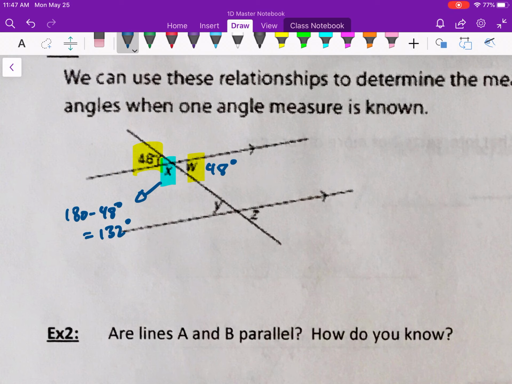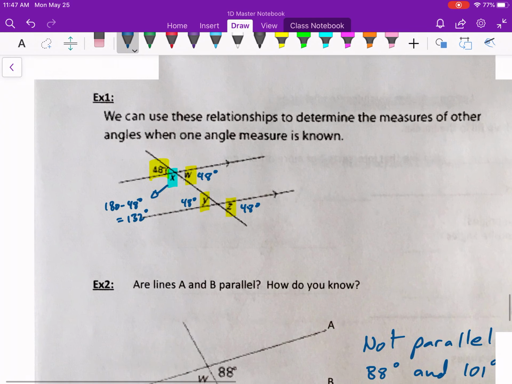And what else? Well, W and Z are alternate angles. Alternate? No. Sorry, my bad. W and Z are corresponding angles, but that means they're equal. Once again, they're equal. W and Y are alternate angles. So they are also equal, that's 48. But I also know that Y and Z are opposite angles, so I could have got it that way as well. So there's different ways to come at it. But if you know you've got parallel lines and you know you've got a transversal, as long as you've got one angle, you can pretty much figure out all the other angles.